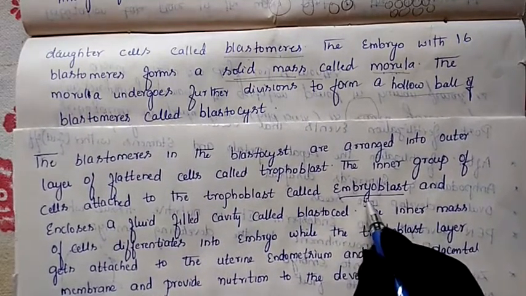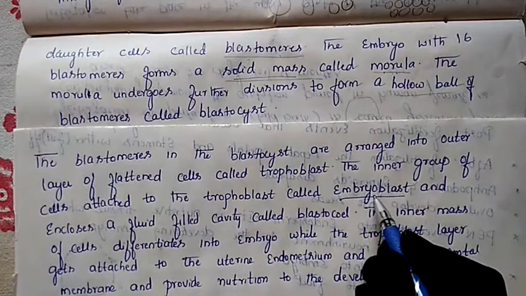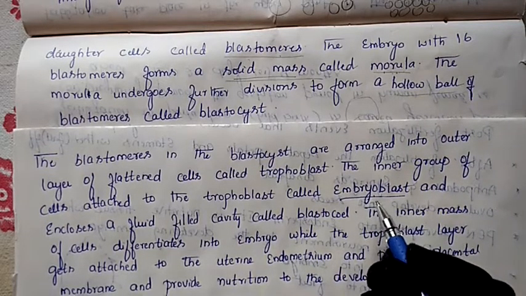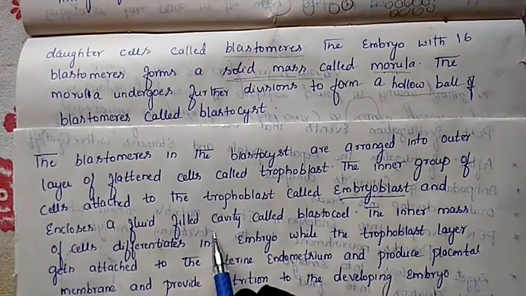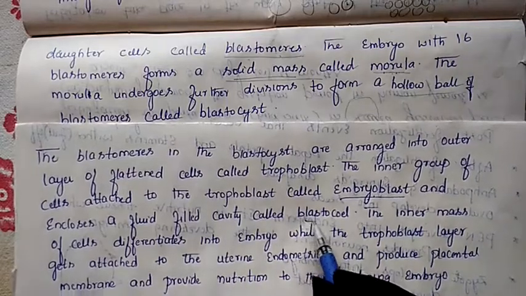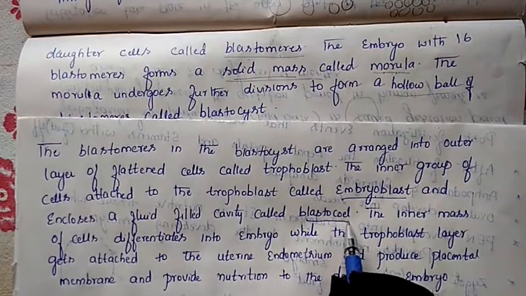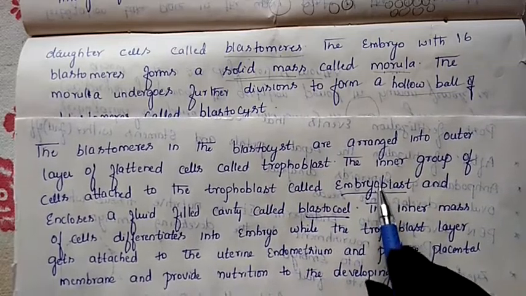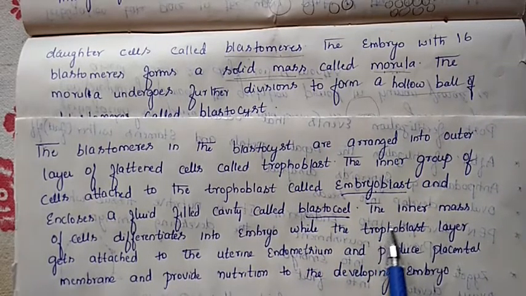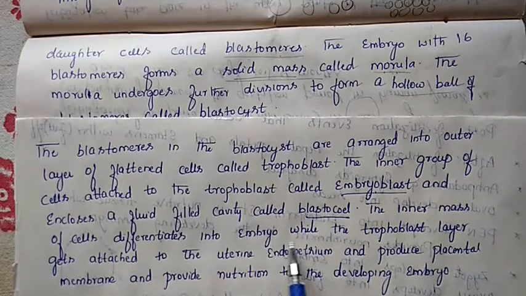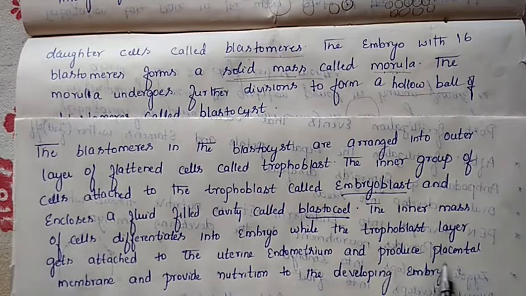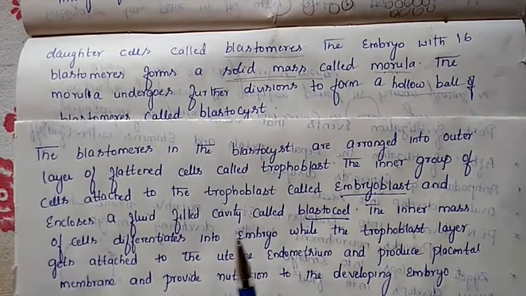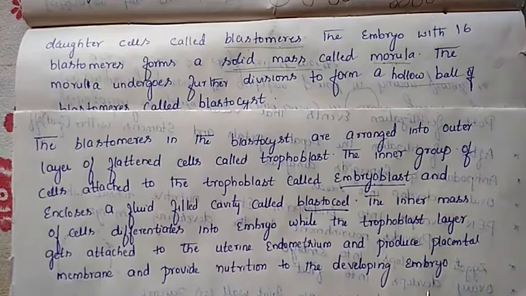So inside we find the mass of cells. The inner mass of cells we are calling the embryoblast, and it also contains a cavity. That cavity we are calling the blastocoel. What is the function of this? The embryoblast, the inner mass of cells, differentiates into the embryo, while the trophoblast gets attached to the uterine endometrium and produces the placental membrane and provides nutrition to the developing embryo.